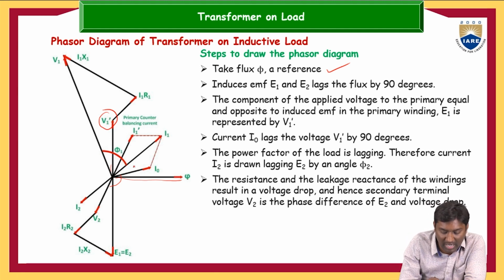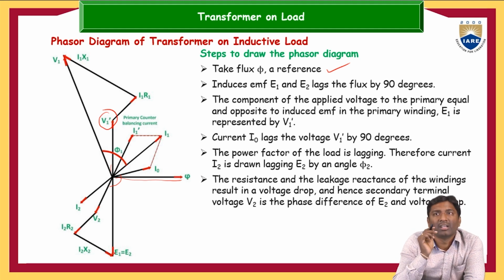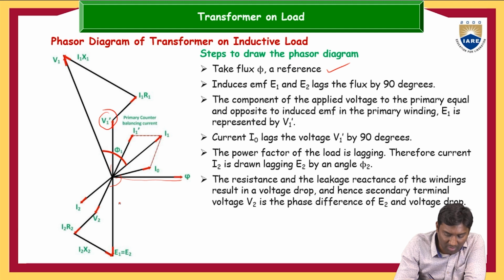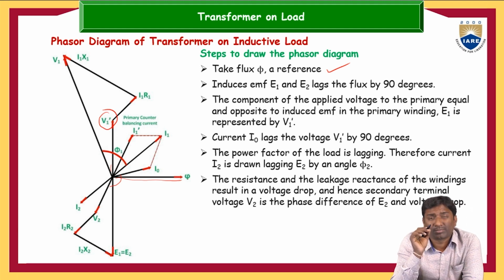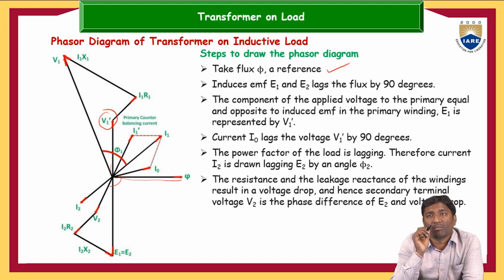This is V1 dash by 90 degrees. And the power factor of the load is lagging because that is inductive in nature. Therefore, current I2 in the secondary winding is drawn lagging E2 by an angle of phi 2. According to these steps only, we are representing the phasor diagram here.